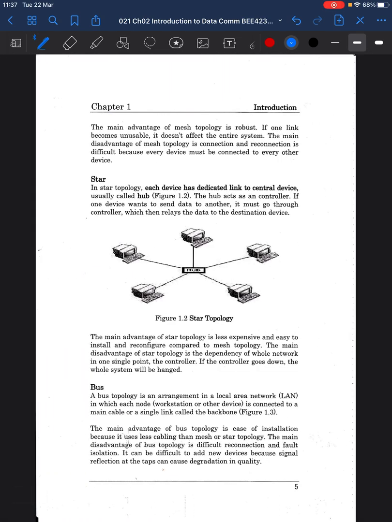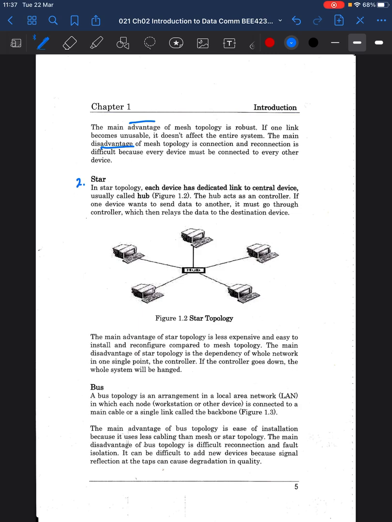Okay, the main advantage of mesh topology is robustness. If one link becomes unstable, it doesn't affect the entire system. The main disadvantage of mesh topology is that connection and reconnection is difficult because every device must be connected to every other device. So there is an advantage and there is a disadvantage of mesh topology.